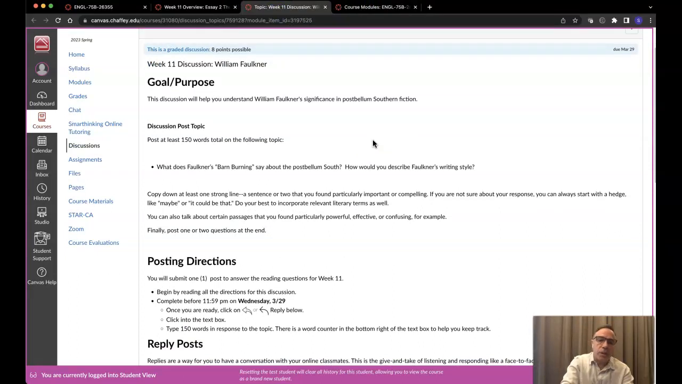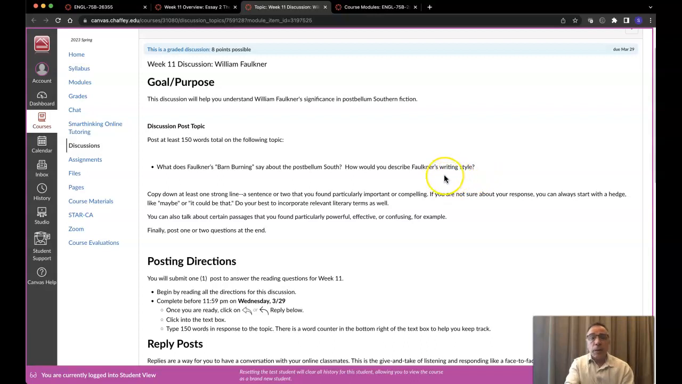So here for the discussion, you will notice we'll be talking about William Faulkner's Barn Burning, and we'll be thinking a little bit about what Barn Burning as a short story says about the postbellum South. Postbellum being a word coming to us from Latin, meaning after the war, specifically after the Civil War.